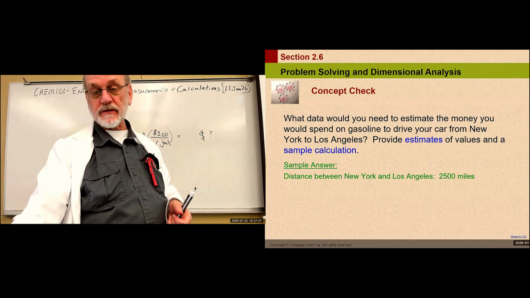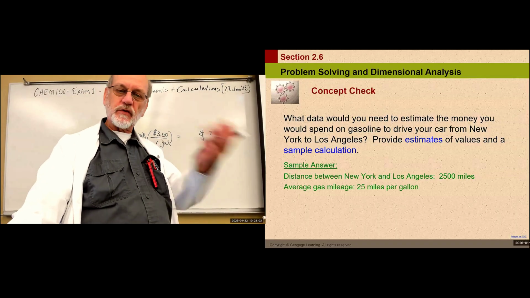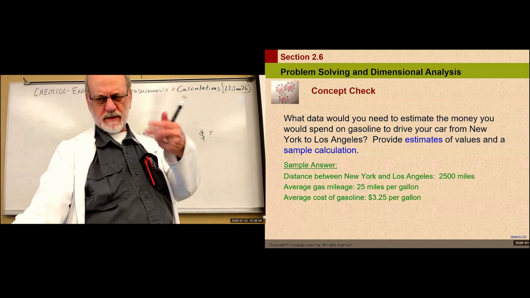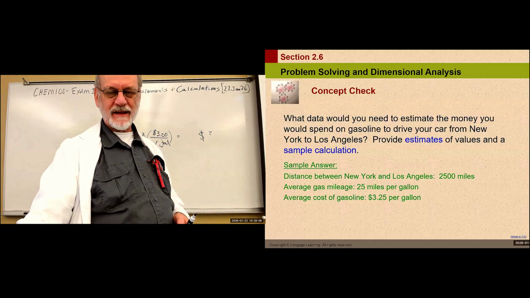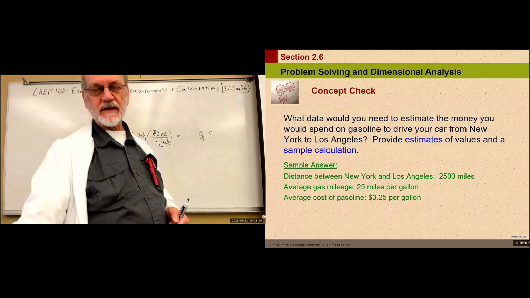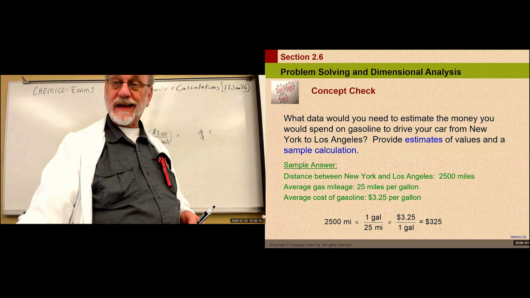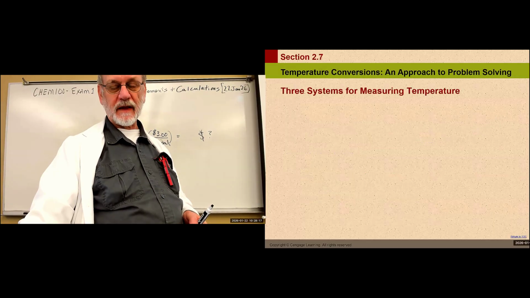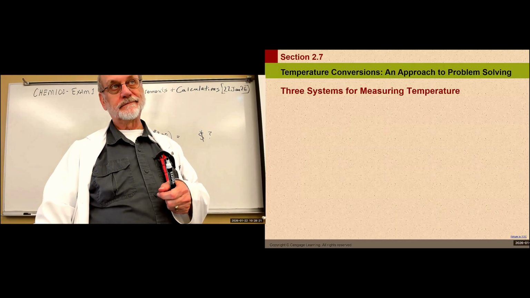All right, for the sample answer, New York to Los Angeles is 2,500 miles, and I'm using 25 miles a gallon. This problem is dated. $3.25 a gallon, and there's your calculation. You need $325 just to get there. And then we would double it and maybe pad it with, I don't know, 20%.